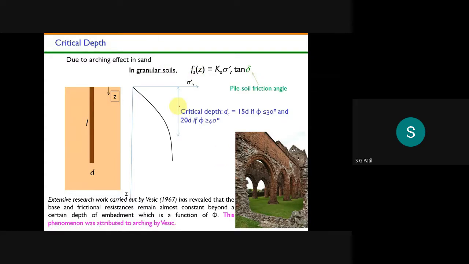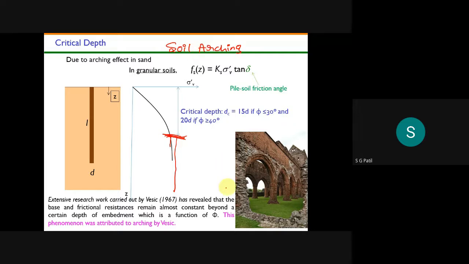See why this stress remains the same after critical depth. After critical depth, the stress remains the same. So that phenomenon is called soil arching.